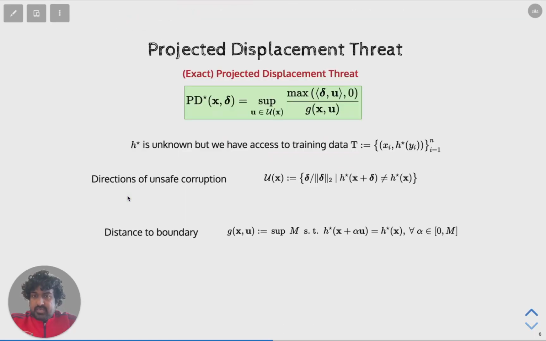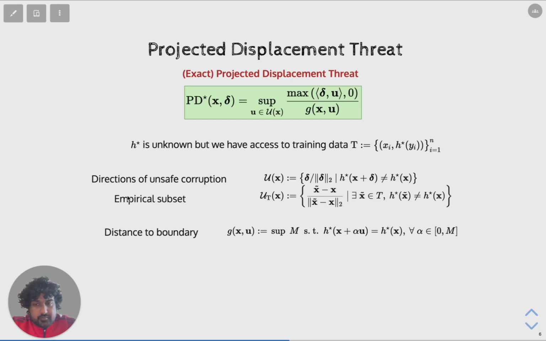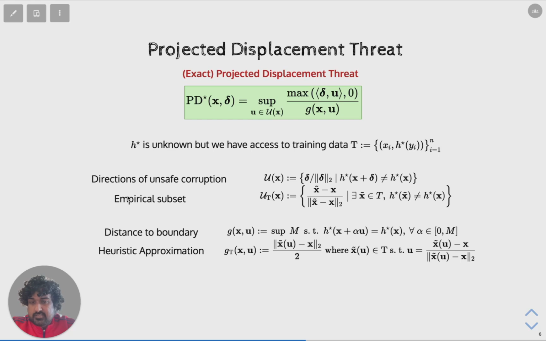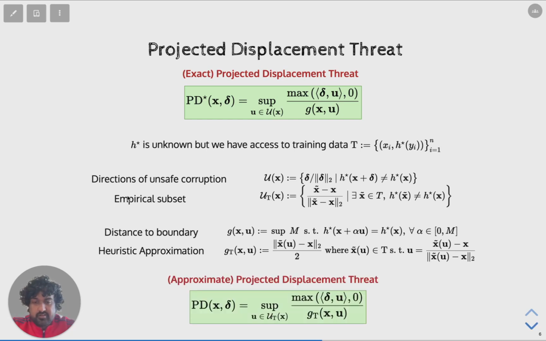Although we have defined a specification with a known trade-off, to compute this in practice, we require access to H star, which is unknown. But we do have access to training data. And so we suggest a heuristic empirical approximation of the two quantities that are required to compute our threat function. For the directions of unsafe corruptions, we compute a subset of the directions based on the training data. And similarly, the distance to boundary is approximated heuristically based on the training data. Together, this results in our empirical proposal, approximate projected displacement threat.